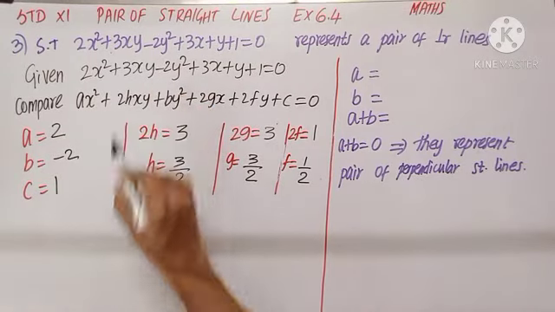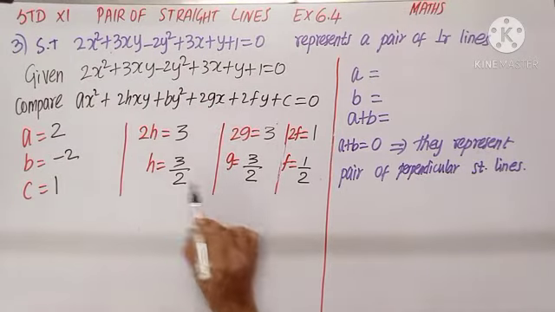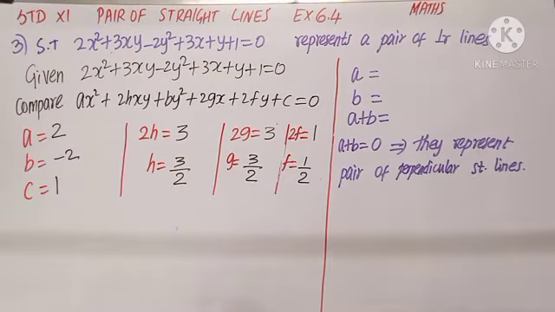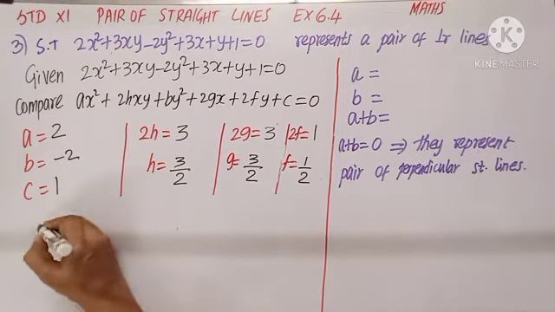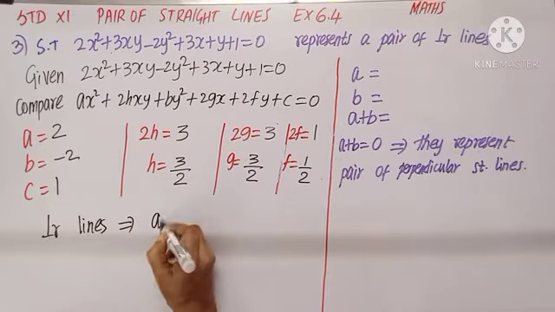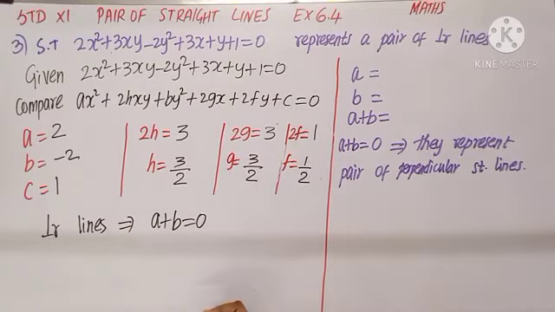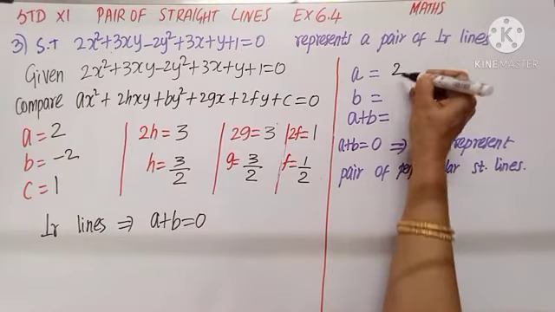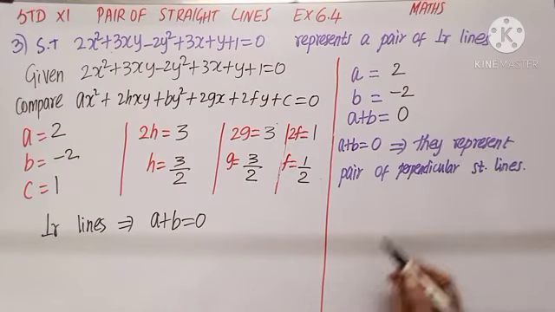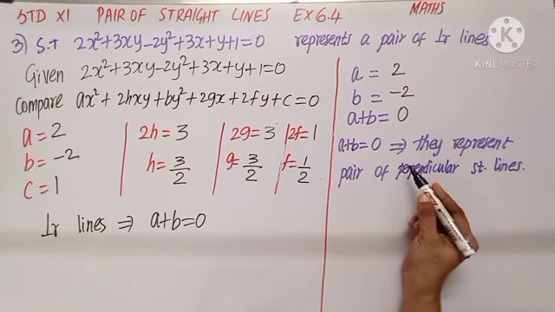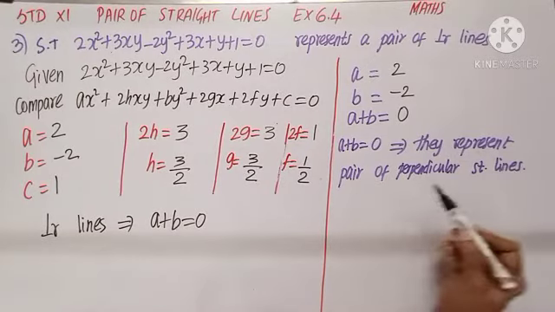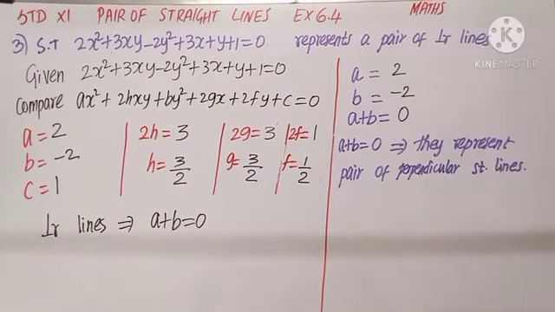As we have compared and identified a, b, c, h, g, f, the condition for perpendicular lines is a plus b equal to 0. What is a? 2, b minus 2, a plus b is 0. If a plus b is 0, we can declare the given equation represents a pair of perpendicular straight lines.